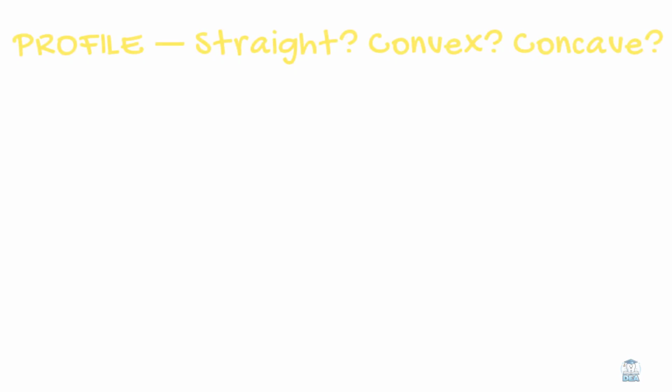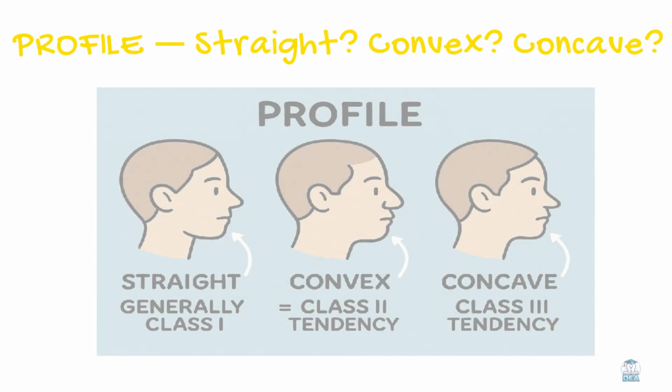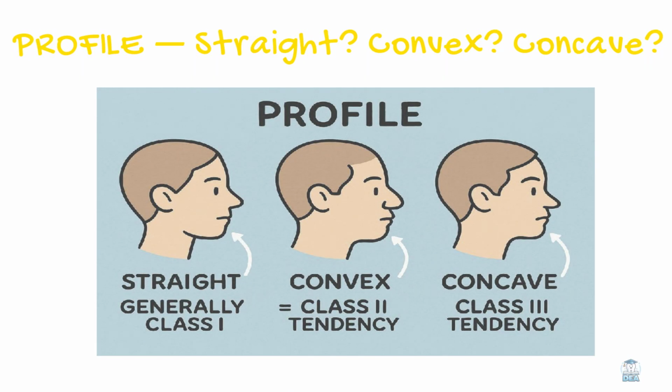Second, the profile. Is it straight, convex, or concave? A straight profile usually suggests class 1. A convex profile points toward class 2. A concave profile suggests class 3.